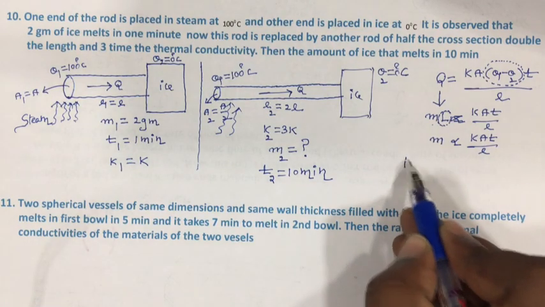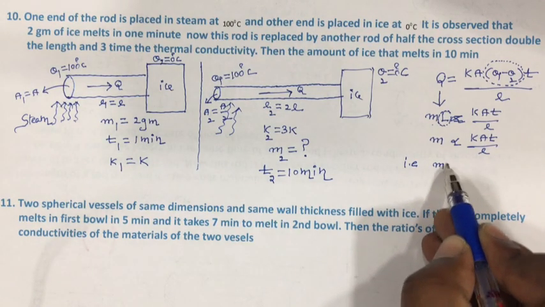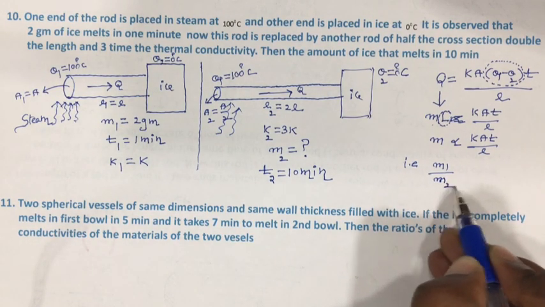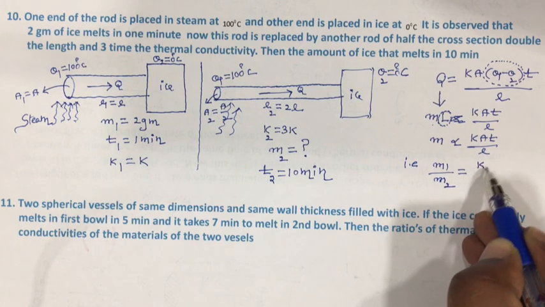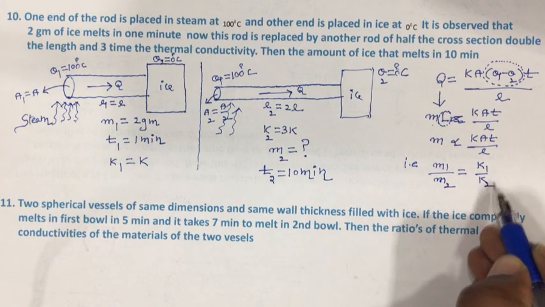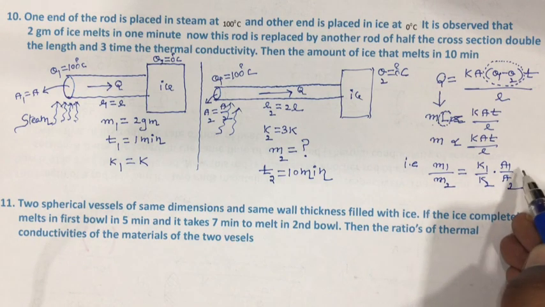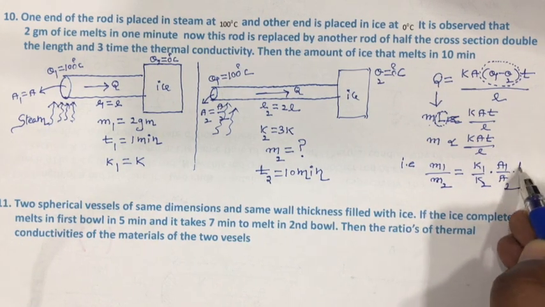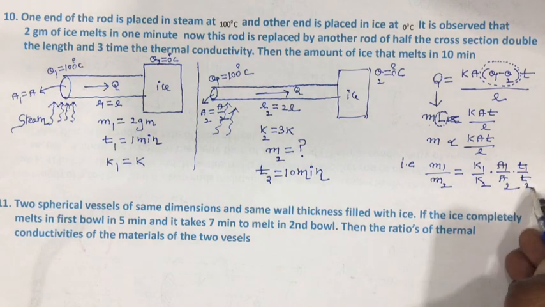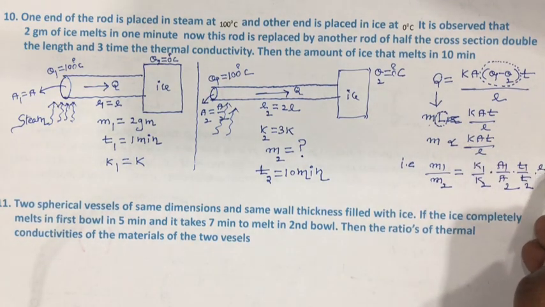Let's design this as a formula. That is, M1 upon M2 is equal to K1 upon K2 times A1 upon A2 times T1 upon T2. Length is inversely proportional, so L2 upon L1.